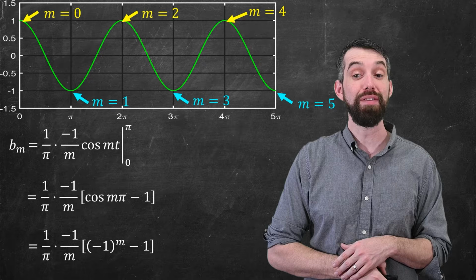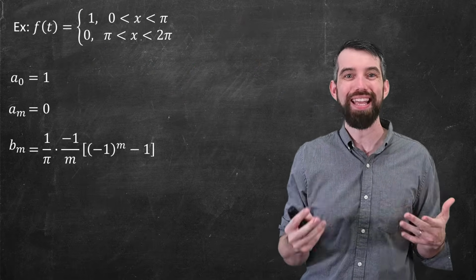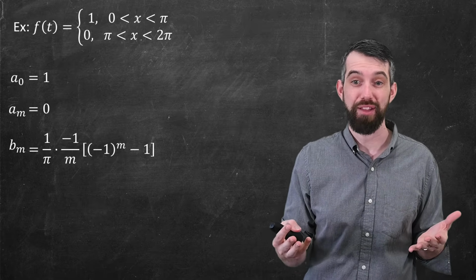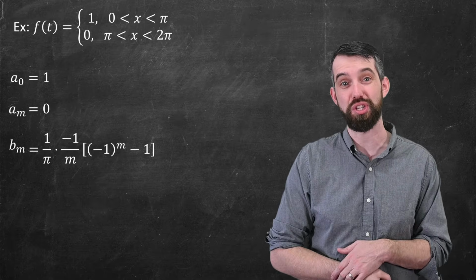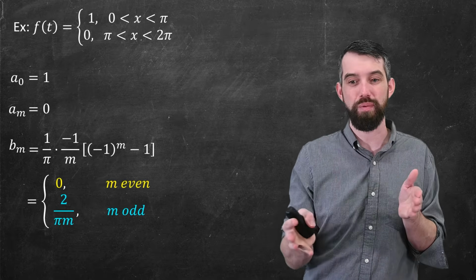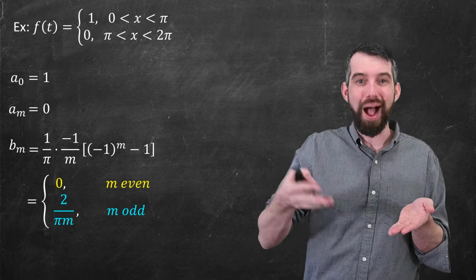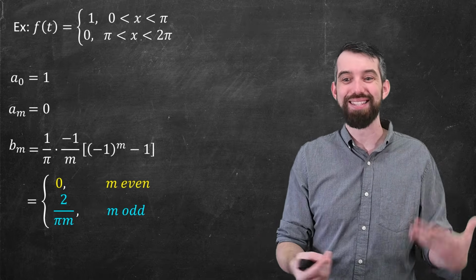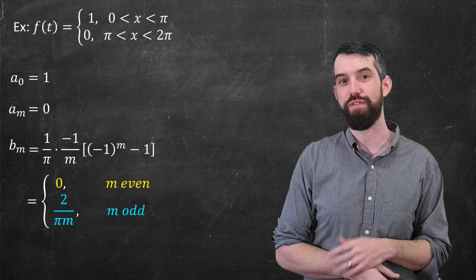Okay, let me clean everything up one more time because I have one more step here. And I want to think about, well, what is minus 1 to the m minus 1? Depends on the value of m. If it's an even number, this would be 1 minus 1 is equal to 0. So anytime m is even, 1 minus 1 would be 0. But if m is odd, it'd be minus 1 minus 1. That would add up to a minus 2. There's another minus on the outside, so that would add up to plus 2. It's 2 divided by pi times m. That is my coefficient bm.